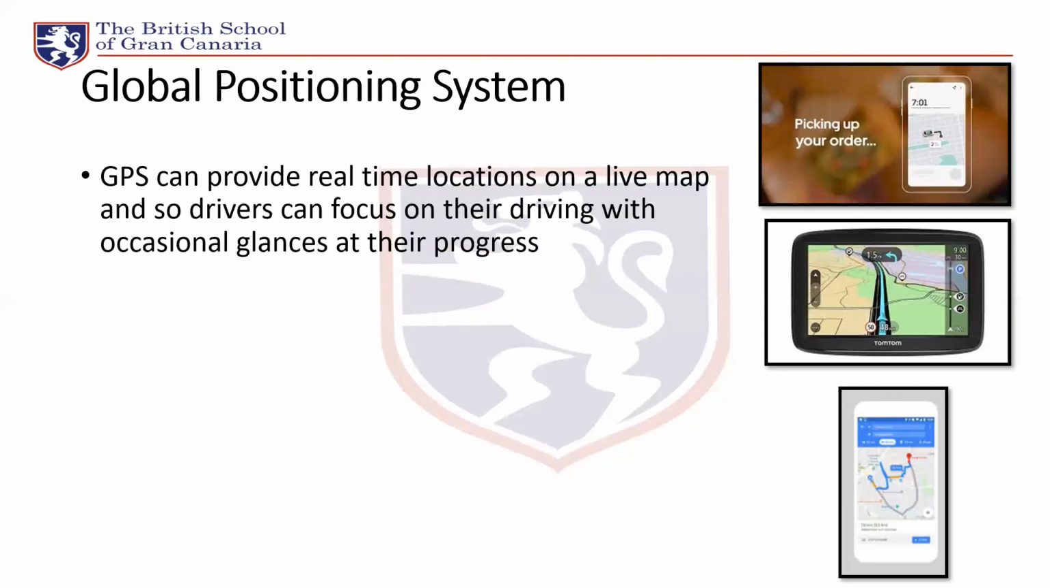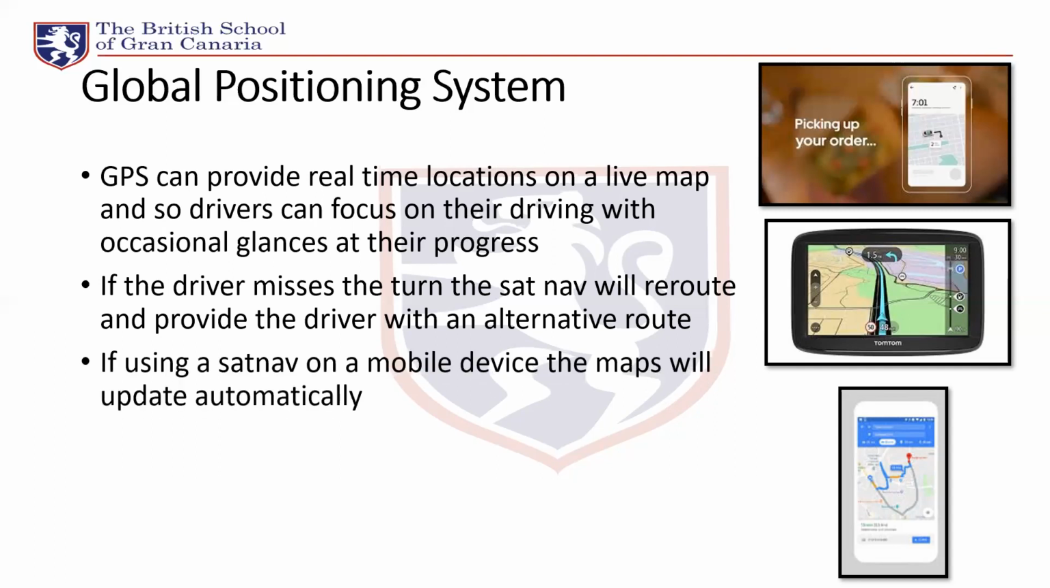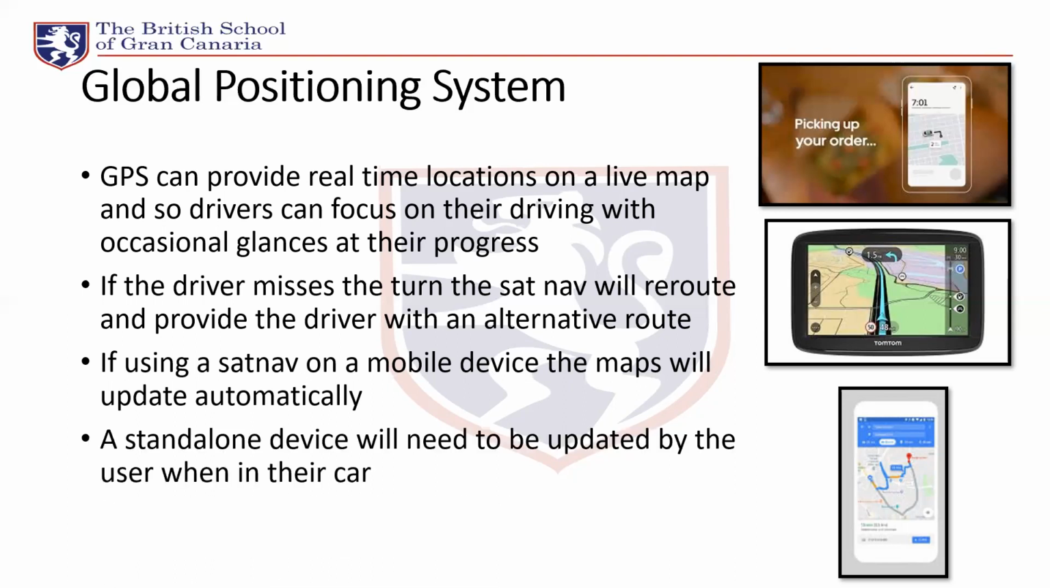Now, continuing, GPS can provide real-time locations and live maps, so drivers can focus on their driving with the occasional glances at their progress, like how far away they are, if there's any oncoming traffic, and also if there are any speed limits in that area and speed cameras. If the driver misses the turn, the sat-nav knows exactly where you are, and it will reroute and direct you back to the right place and provide the driver with an alternative route. If you're using a sat-nav on a mobile device, the maps will update automatically.